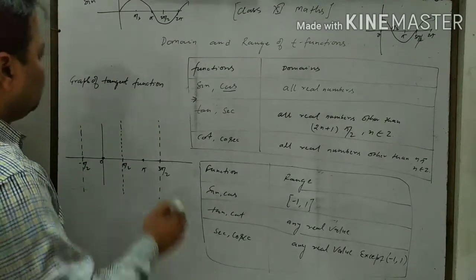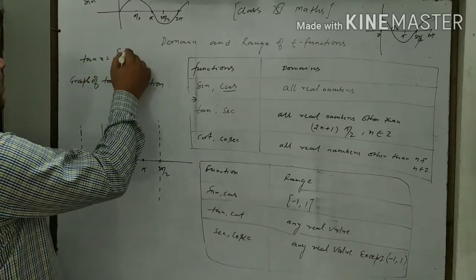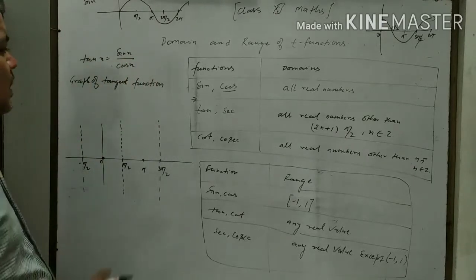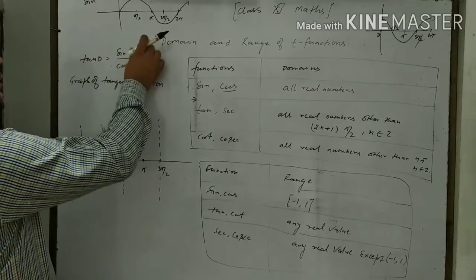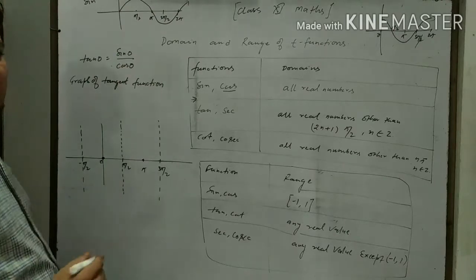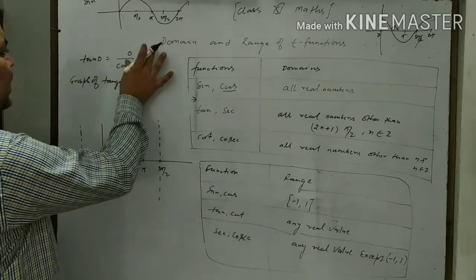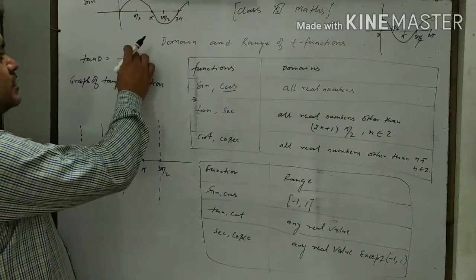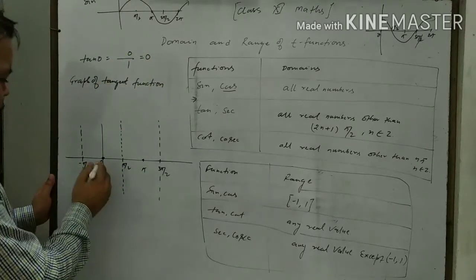Dear student, we know that tan x is equal to sin x upon cos x. If you want to find the value of tan 0, then it will be sin 0 upon cos 0. And we know that sin 0 is what? Sin 0 is 0 and cos 0 is 1. If numerator is 0 and denominator is 1, its value will be 0. Means tan 0 will be 0.